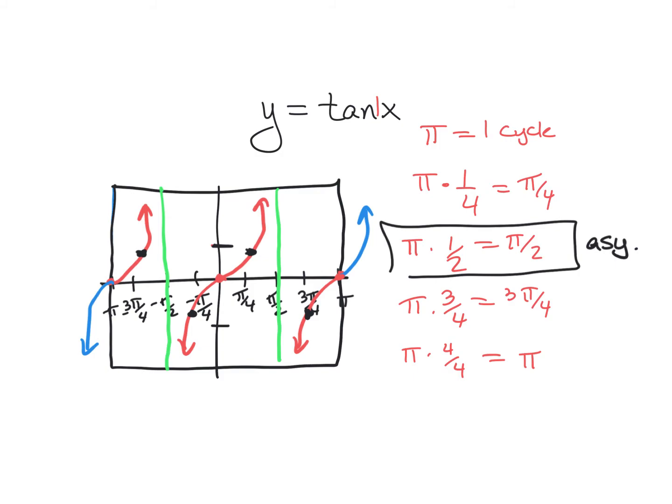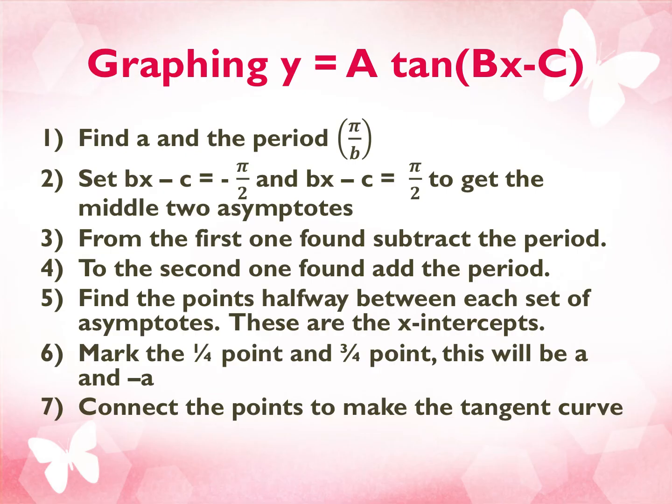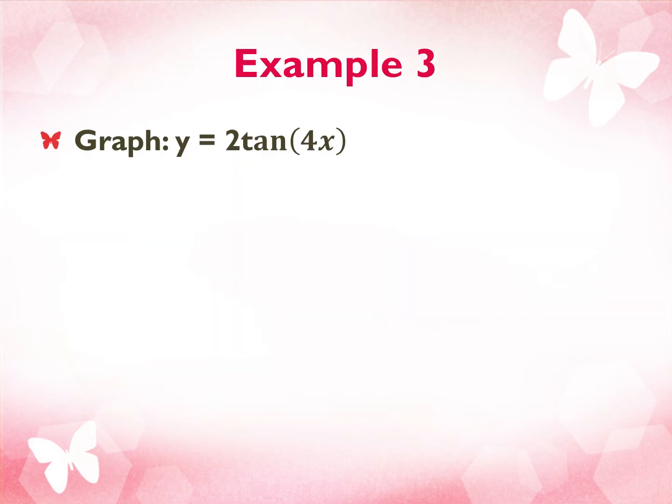So let's try the next one. Again, these are the rules you can do and follow, the steps. But again, let's just do it. So again, 4 here in front of x. Whenever this number is greater than 1, it means that our graph is going to go up 4 times as fast. So again, the cycle normally is pi.